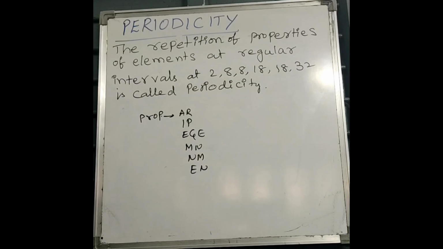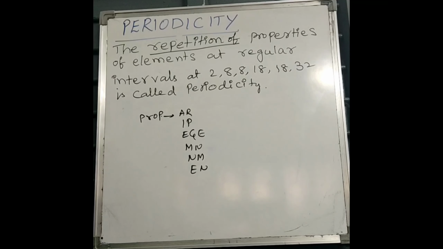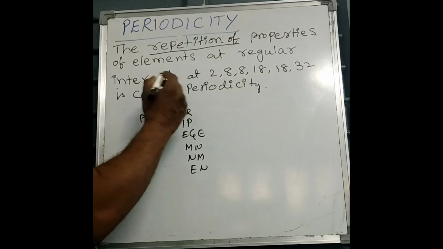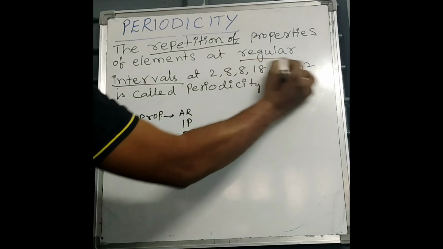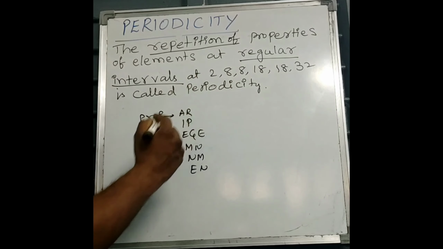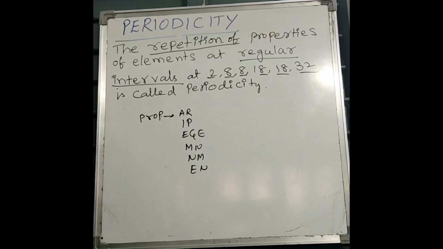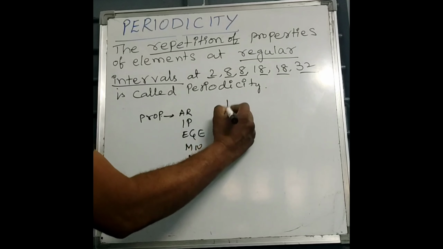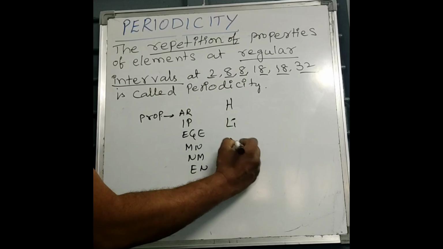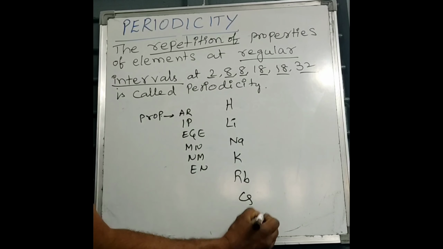So periodicity means the repetition of properties of elements. What is that? The repetition of properties of elements at regular intervals. The difference of any two successive elements is 2, 8, 18, 18 and 32. Say for example, in the first group, you know, hydrogen, lithium, sodium, potassium, rubidium, cesium and francium.